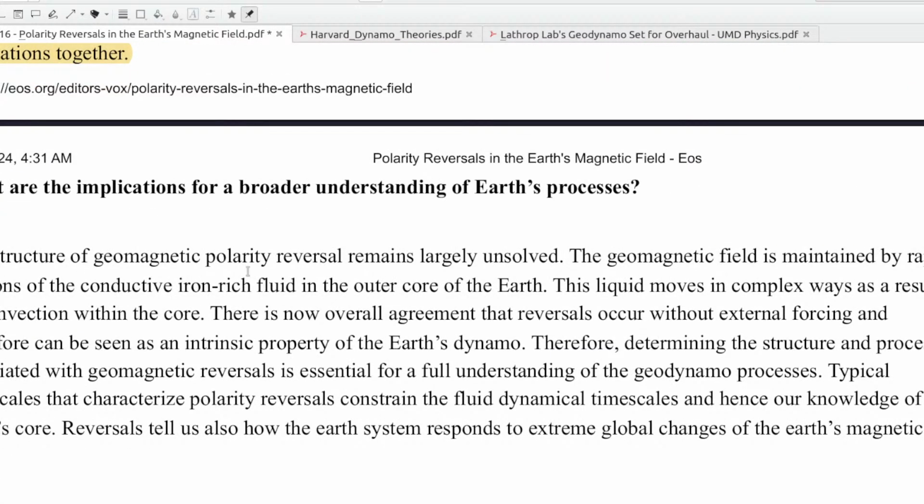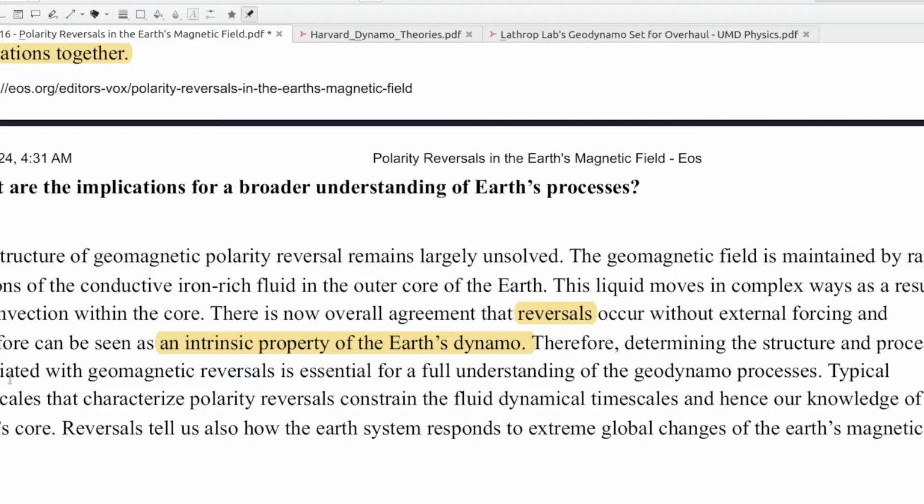The structure of geomagnetic polarity reversal remains largely unsolved. The geomagnetic field is maintained by rapid motions of the conductive, iron-rich fluid in the outer core of the Earth. This liquid moves in complex ways as a result of convection within the core. There is now overall agreement that reversals occur without external forcing, and therefore can be seen as an intrinsic property of the Earth's dynamo.